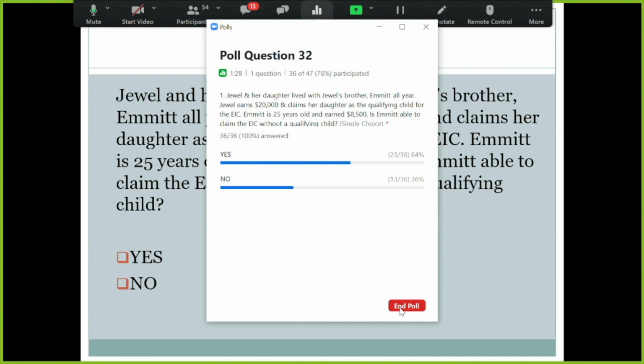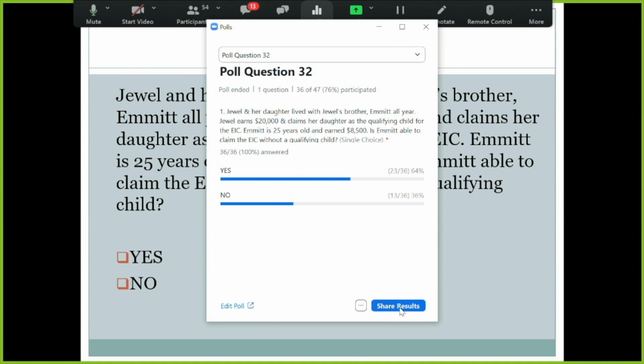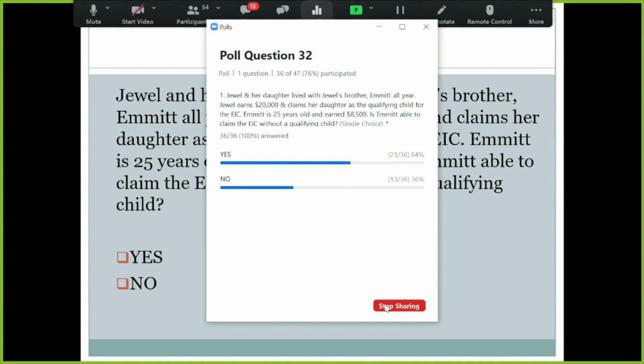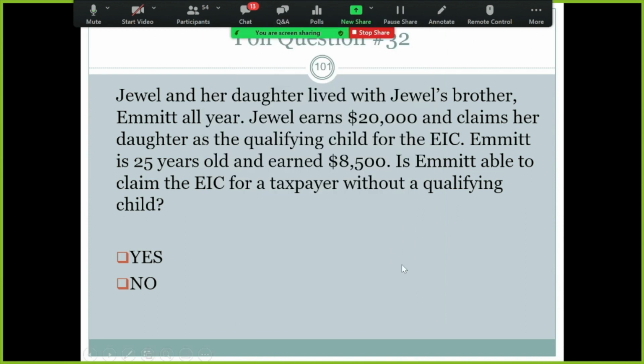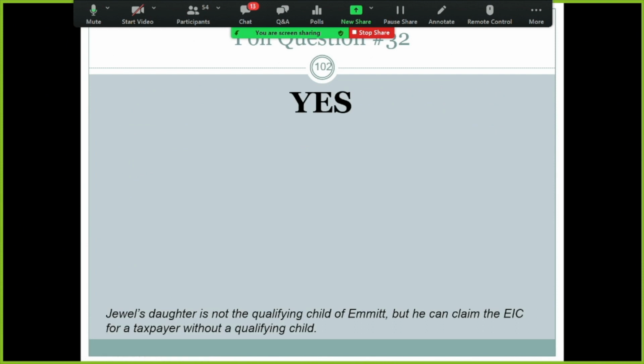Okay, I'm going to end this poll question. And we have 64% saying yes. And if you said yes, you are correct. Emmett is able to claim the EIC. Jewel's daughter is not the qualifying child of Emmett, but he can claim the EIC for a taxpayer without a qualifying child, so he will meet those requirements.